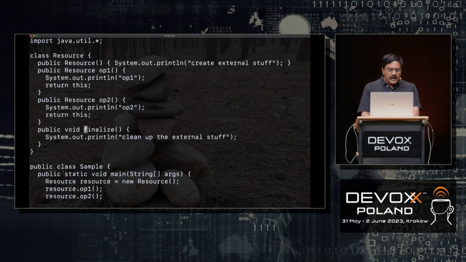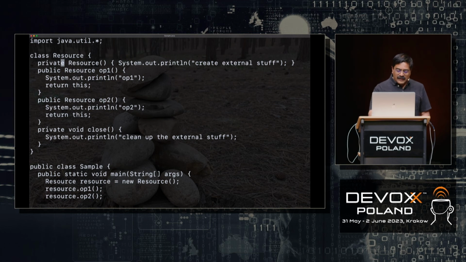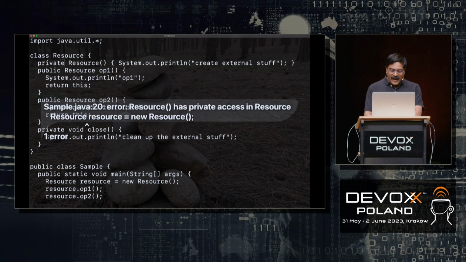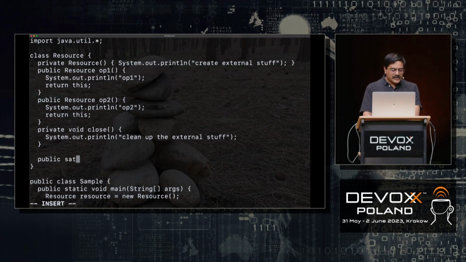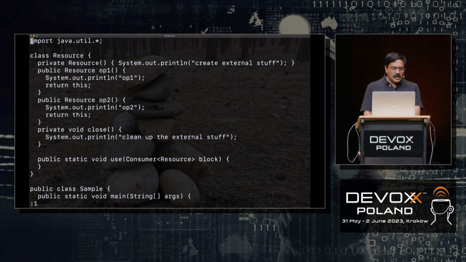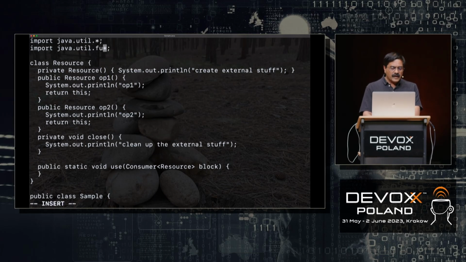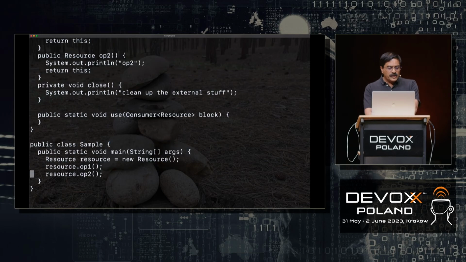So what I'm going to do here is to write a close method, but the close method is going to be a private method, as you can see. Similarly, I make the constructor private as well, so you cannot create an object of Resource anymore. That code actually fails. So then what I'm going to do here is to write a public static use method, which takes a Consumer of Resource. We'll call it block as an argument, like so. So we are bringing in, in this particular case, a consumer for the use method.